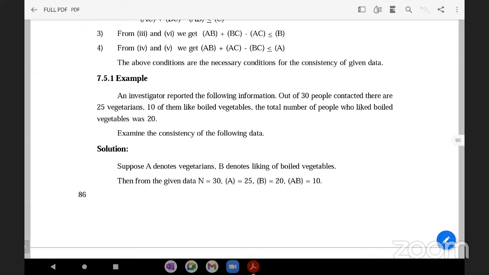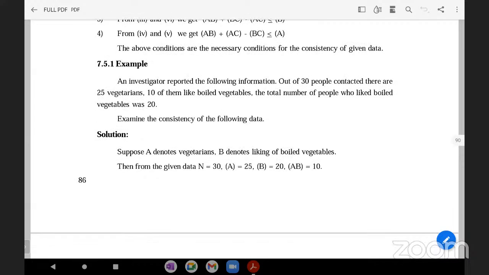So what he has given: the total number of people is 30, so capital N equals 30. There are 25 vegetarians, so I am taking the classification A as 25. 10 of them like boiled vegetables, so AB is 10. The total number of people who like boiled vegetables is 20, so B equals 20. Now this is the individual data he has given.